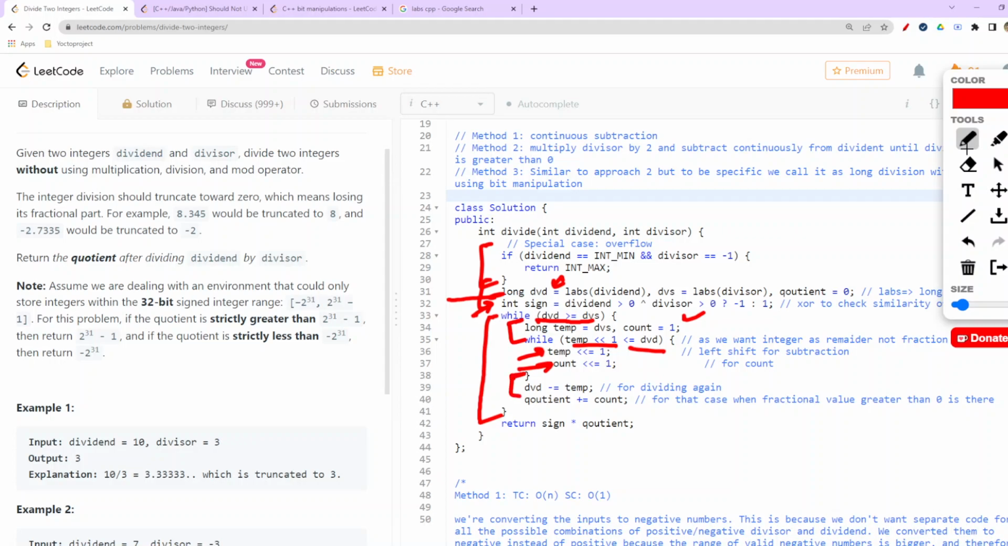And then we'll continuously subtract our temp from the dividend, and we'll add count to our quotient, and at the end we will return sign times quotient, because there could be a case where either of them could be negative, right? So that's why we are doing this. So this was all for this particular question.